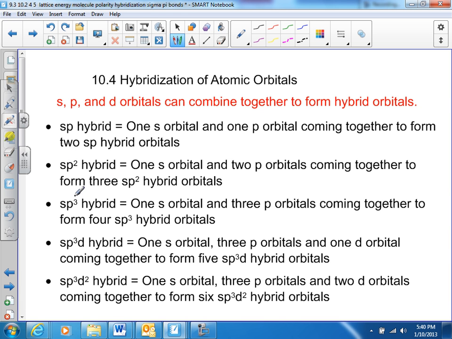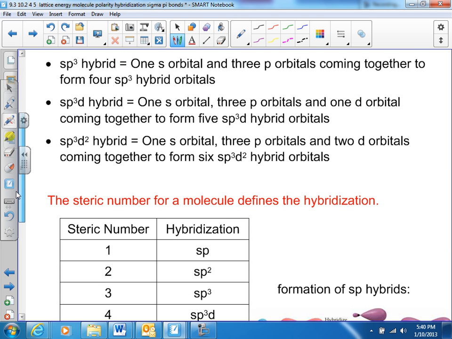So here you have 3 plus 1 makes 4 hybrid orbitals. 3 plus 1 plus 1 makes 5 hybrid orbitals. And the last one we add up to 6.